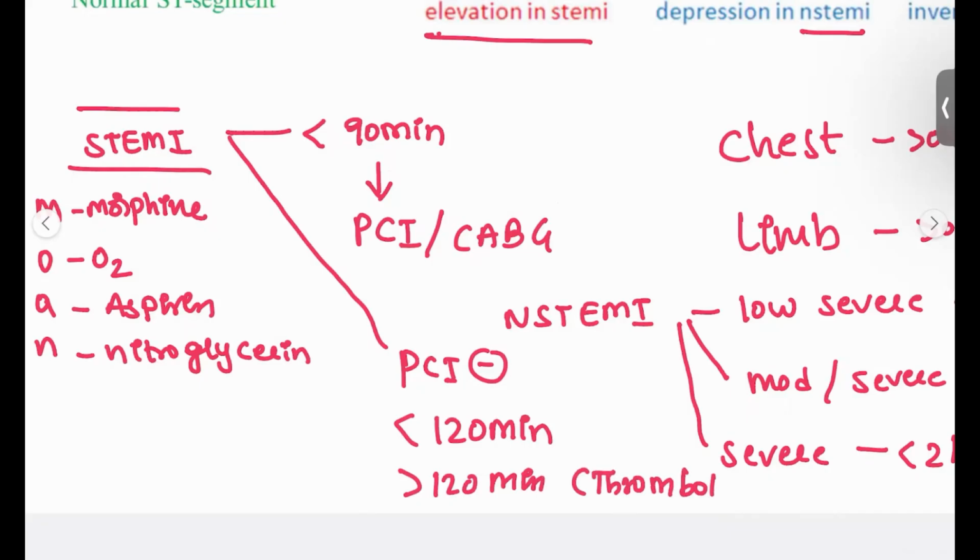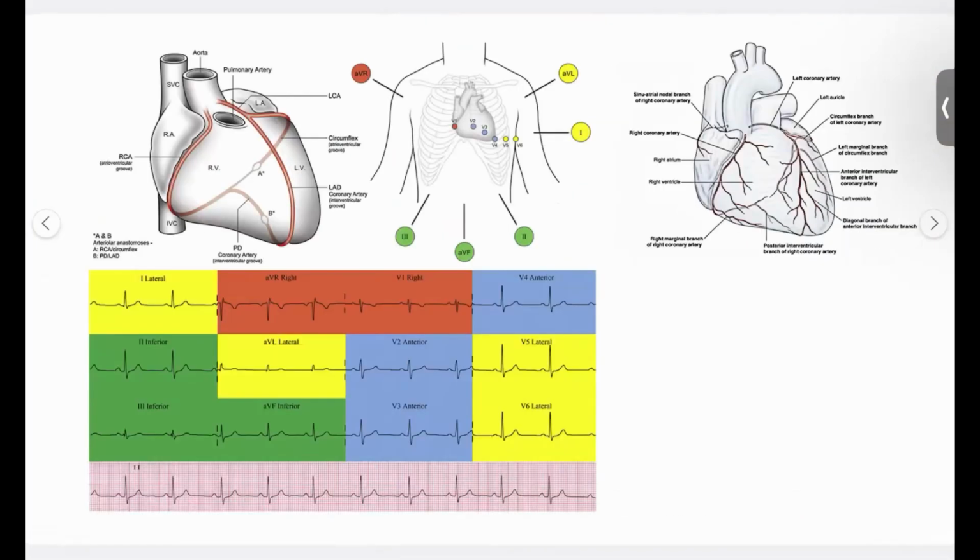Okay, then we can go for the thrombolysis. So this is the normal protocol that must be followed for the MI. So how to see which of the following is associated with this patient.